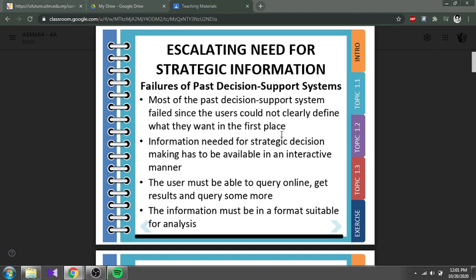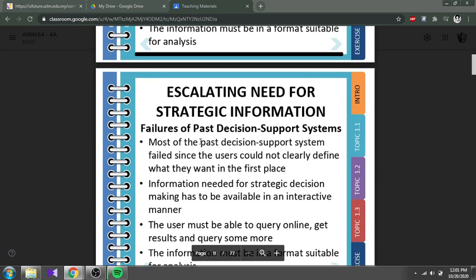Information needed for strategic decision making has to be available in an interactive manner. The user must be able to query online and get results and query some more. That's the thing that they want. Then the information must be in a format suitable for analysis.